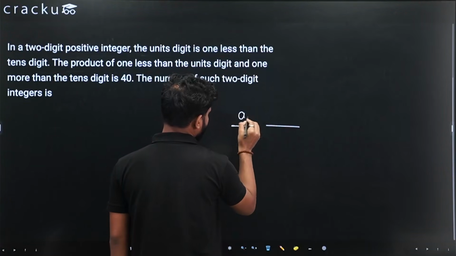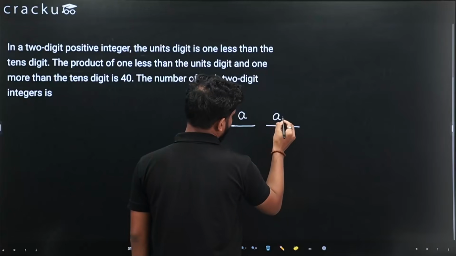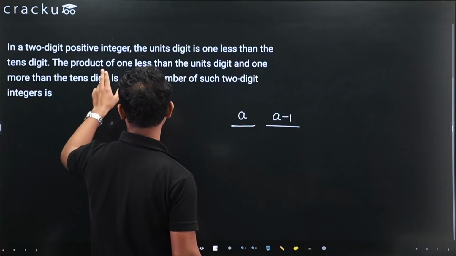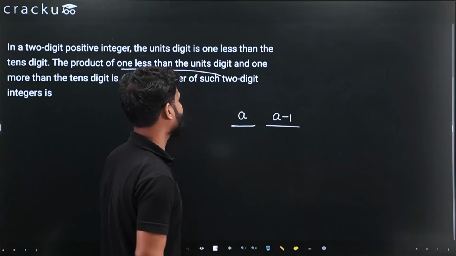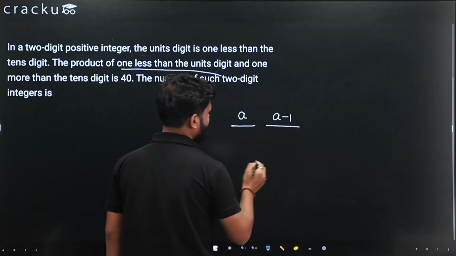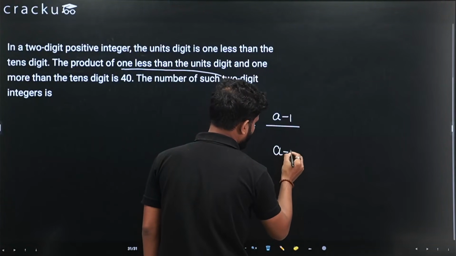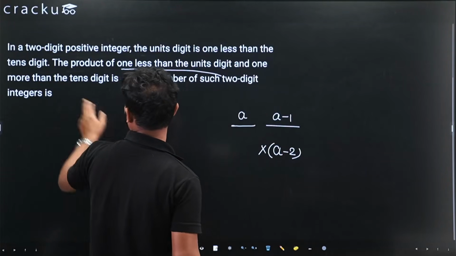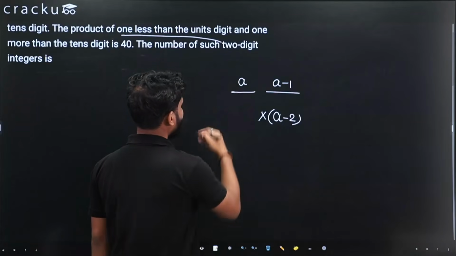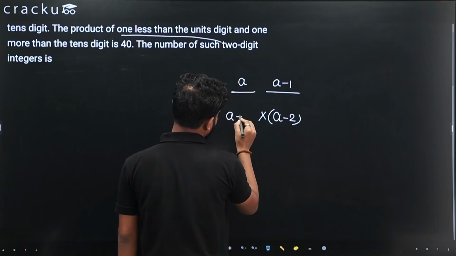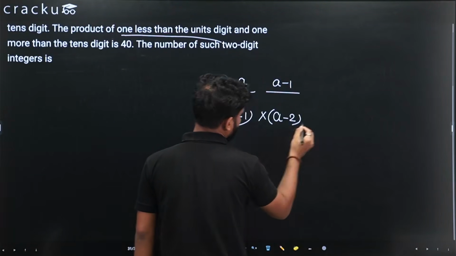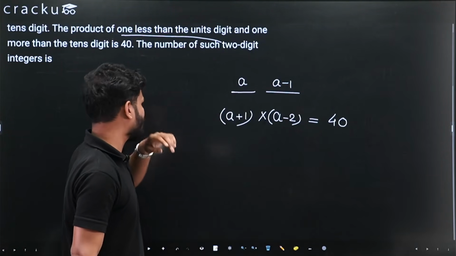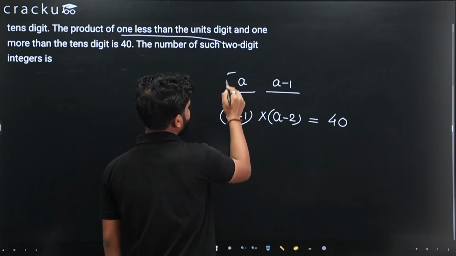Let us say the tens digit is A. So the unit digit will be A minus 1. Now, product of two things. What are those two things? 1 less than the unit digit. Unit digit is A minus 1, so 1 less than the unit digit will be A minus 2, multiplied by 1 more than the tens digit. 1 more than the tens digit will be A plus 1. This is given as 40. Now you need to find how many such numbers are there.